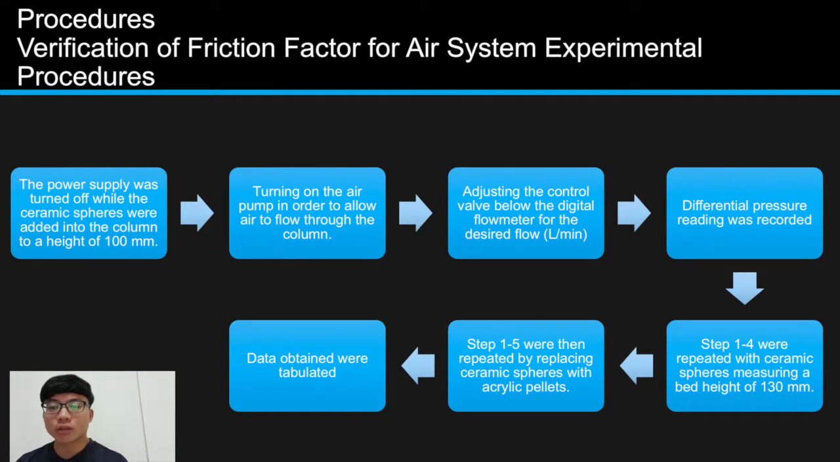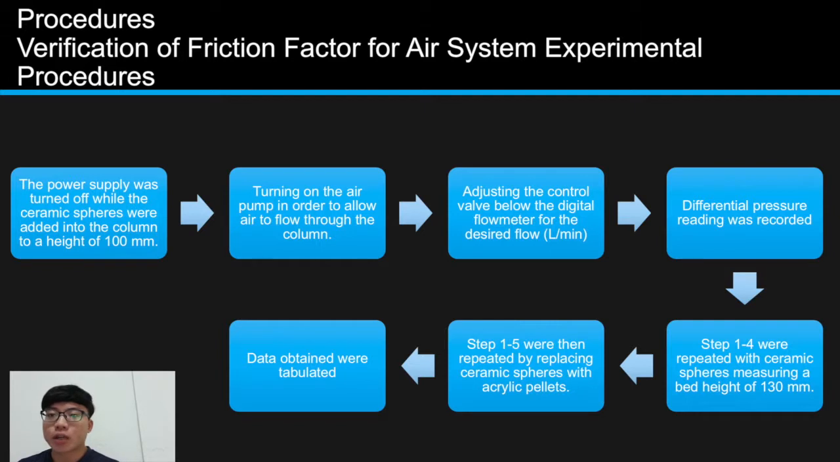Hello, my name is Lee Wenshen. Now I will explain the verification of friction factor for air system. The first step is that the power supply was turned off while the ceramic spheres were added into the column to the height of 100 mm. The second step is turning on the air pump in order to allow the air to flow through the column. The third step is adjusting the control valve below the digital flow meter for the desired flow. And the fourth step is that all the differential pressures were recorded for each trial.